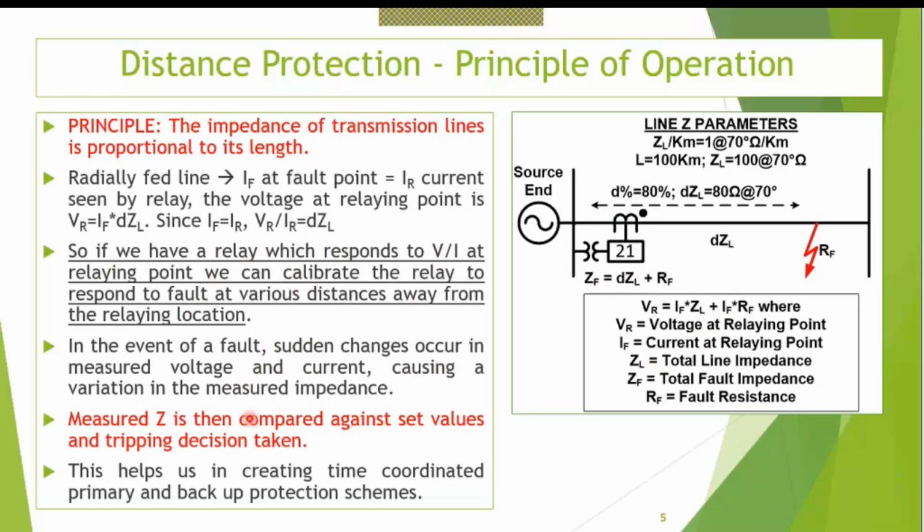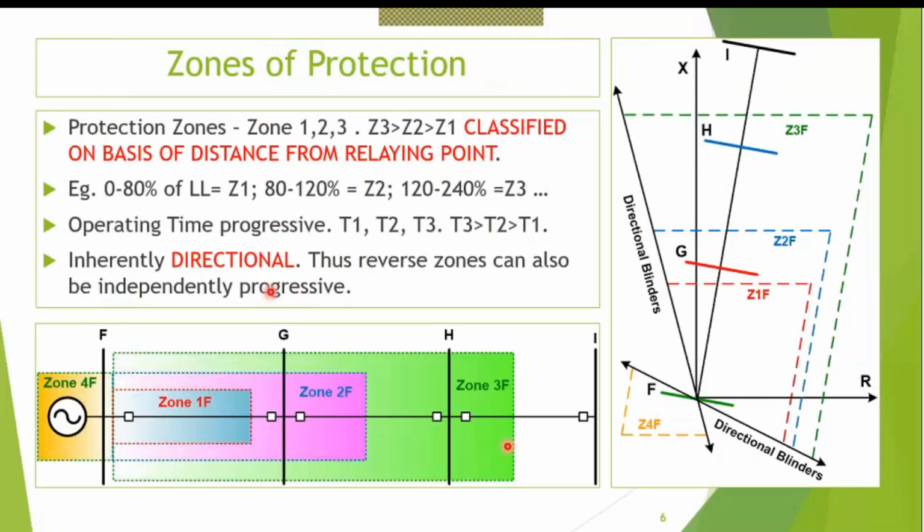This measured impedance is the vital one. It is compared against set, calibrated values within the relay and the tripping decision is taken. What I was saying, 0 to 100 kilometers, 0 milliseconds. The relay is seeing in terms of impedance, but the event happens in terms of kilometers. So this helps us in creating time coordinated primary and backup protection schemes. Let's go to the next.